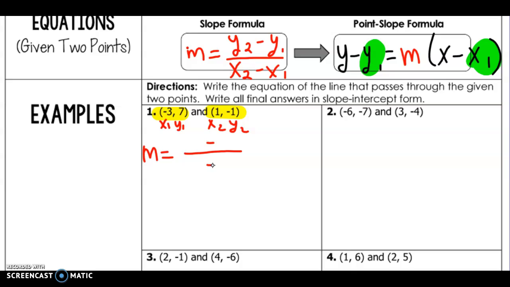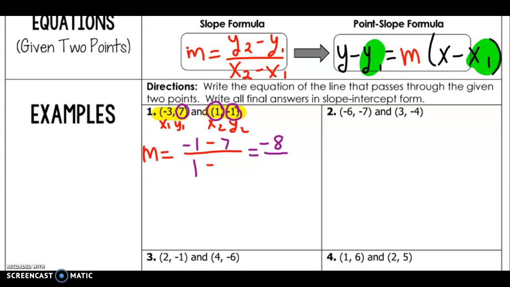So in this case, on the top, you want to plug in your y's. So you have negative 1, so you're going to take y2 minus y1, okay? And when you do that, negative 1 minus 7 gives you negative 8, all right? And then on the bottom, you want to do the same thing, with x2 minus x1.